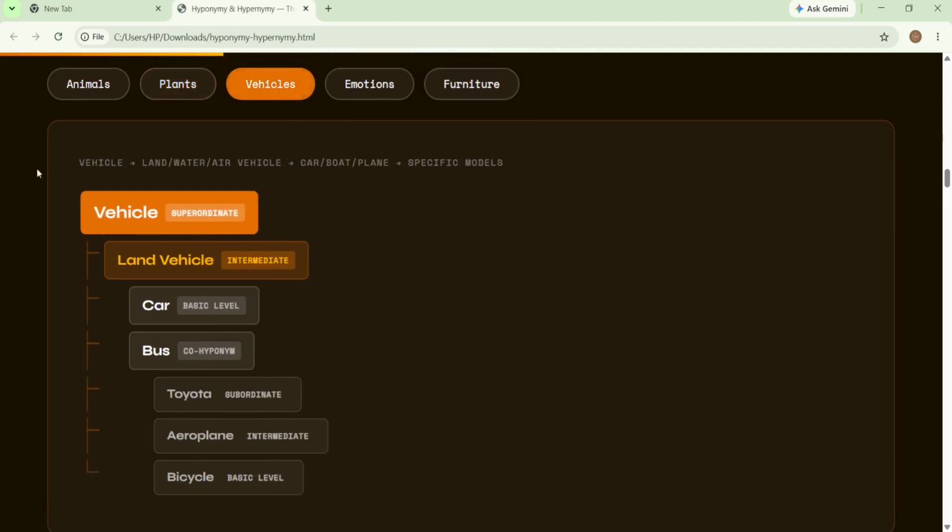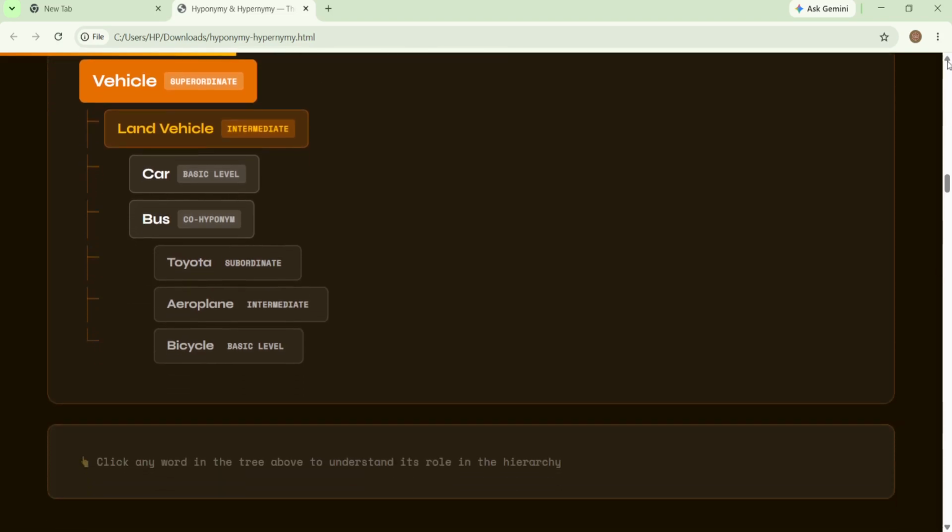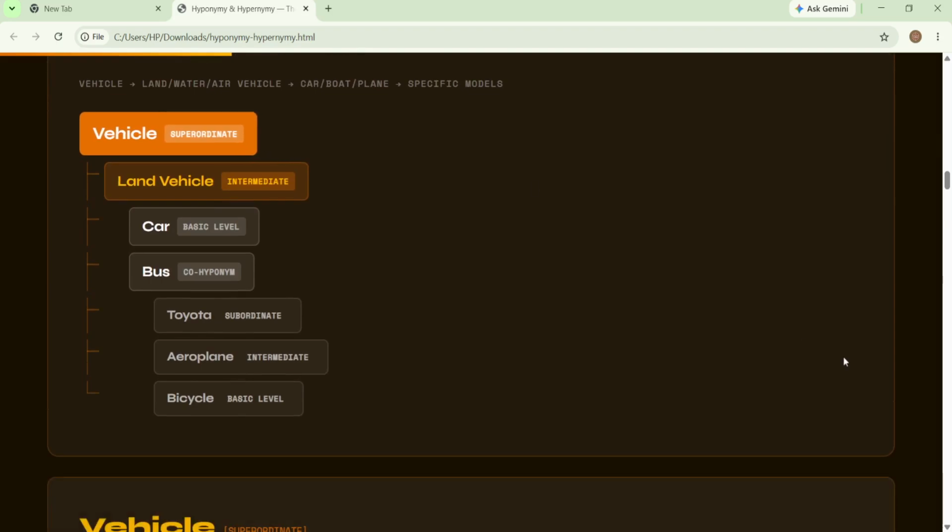Vehicle. So let's look at it. Vehicle, we're moving to specific models. If we take the arrows in this direction, the left side, it will be moving to general. But now the arrows on this side are specific. Then land, water, air vehicles, then car, boat, plane, and specific model. So this is the hierarchy: vehicle, land vehicle, car, bus, Toyota, aeroplane, bicycle. Let's click vehicle.